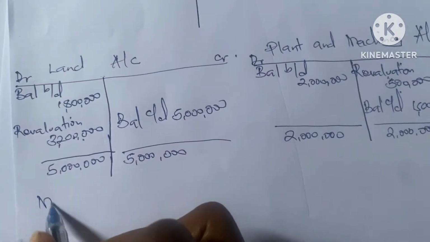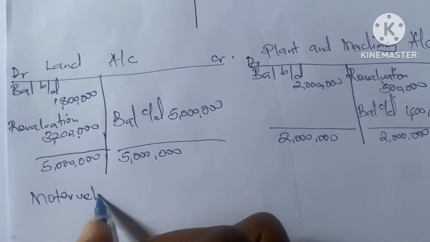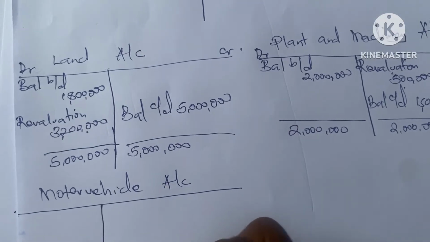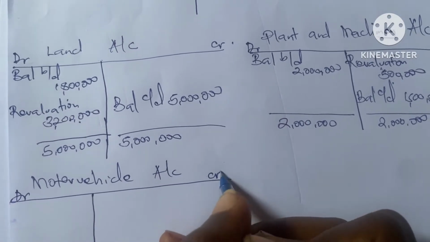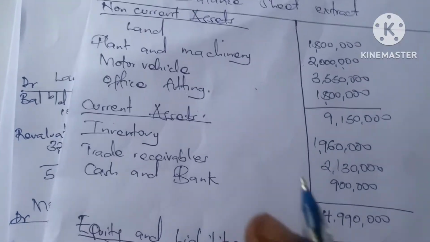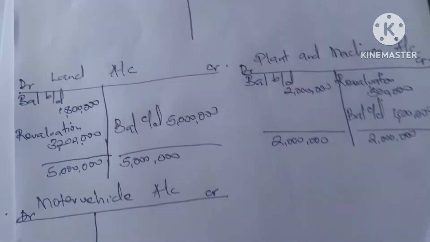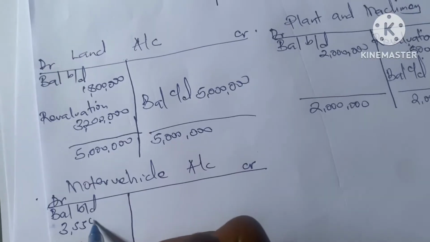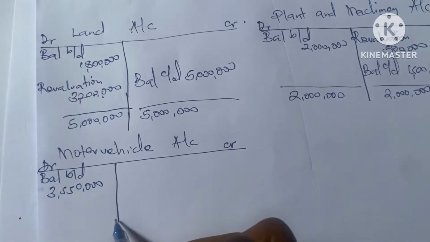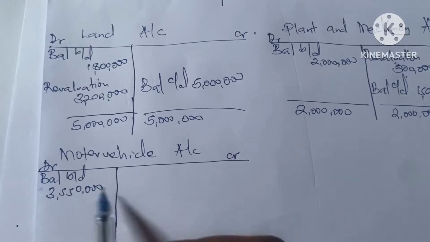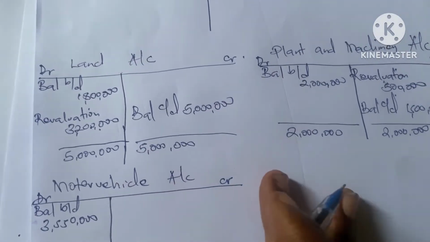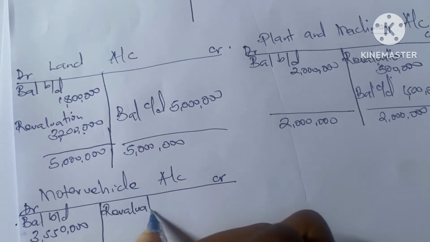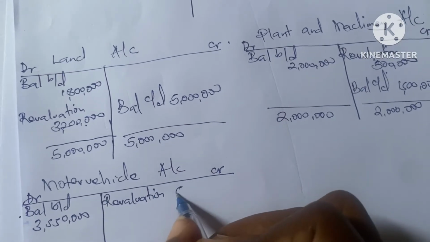So we prepare the motor vehicle account. You debit and then you credit. So the figure in the balance sheet will become the balance brought down. So balance brought down, it is 3550, like that. So it changed from this to 3M. So there was a decrease in the value, and assets decreased by crediting. So we write revaluation of the difference, which is 550.